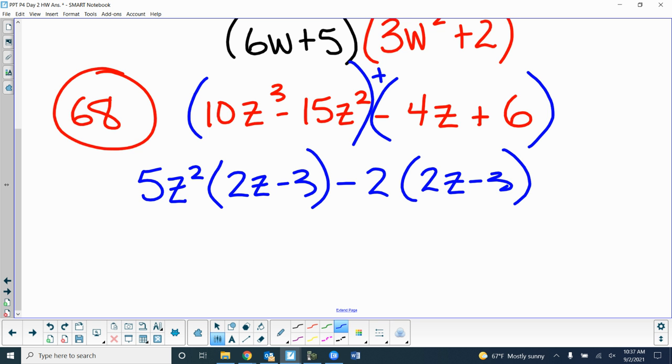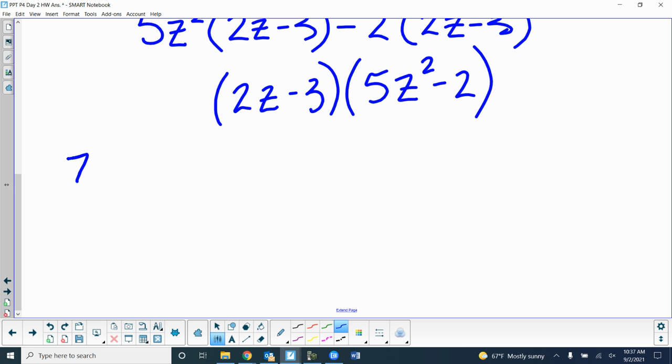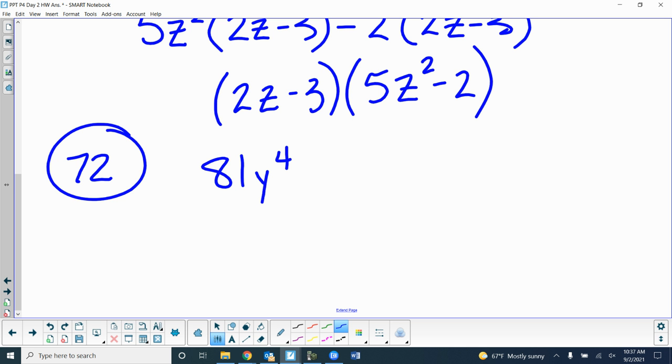So my answer will be the 2z minus 3, what's in both parentheses, and then the 5z squared minus 2, those GCFs we pulled out. Simple, right? 72. Fred? 81y to the fourth minus 16.